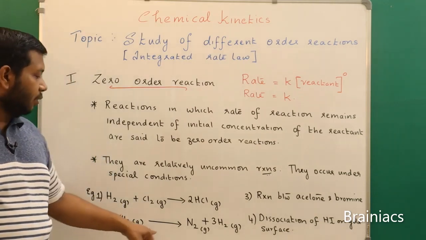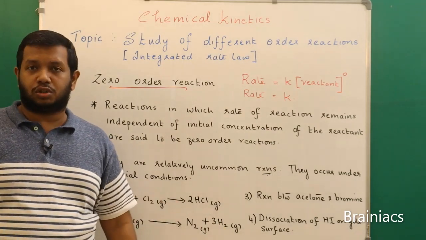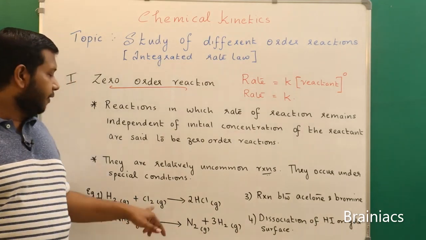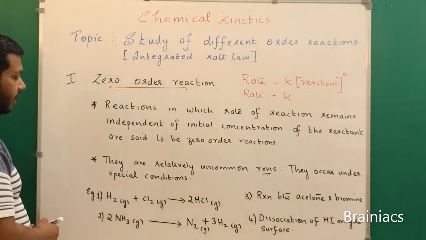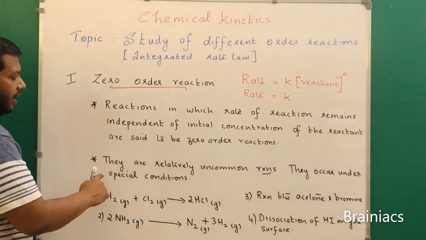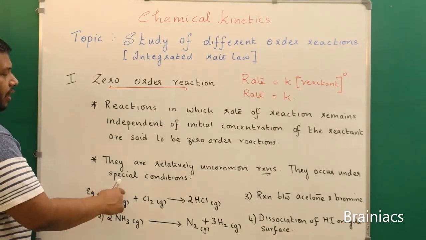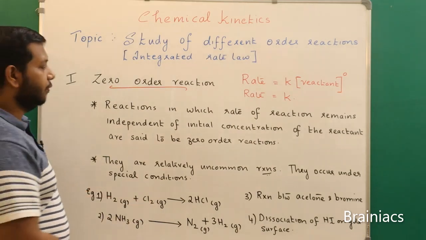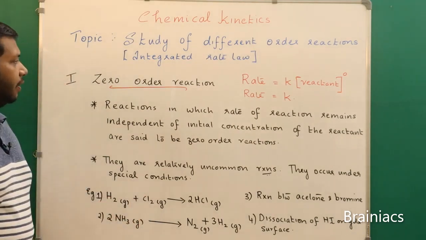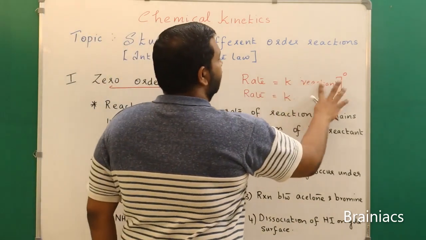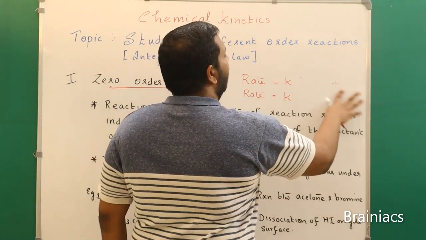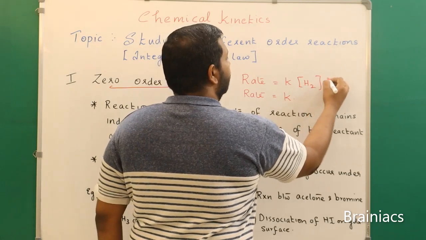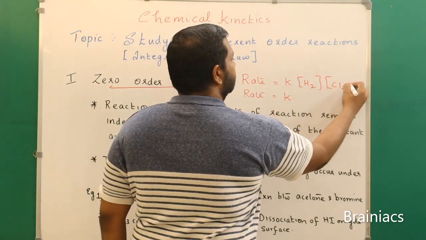So 2NH3 on decomposition gives N2 and 3H2. These are all examples of zero order reactions. If it is a zero order reaction, how can I write its rate law? Rate is equal to rate constant. I don't want to write concentration of H2 multiplied by concentration of Cl2. But if I write it for the first example, it would be k into concentration of H2, concentration of Cl2, correct?